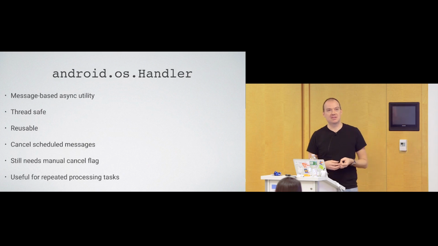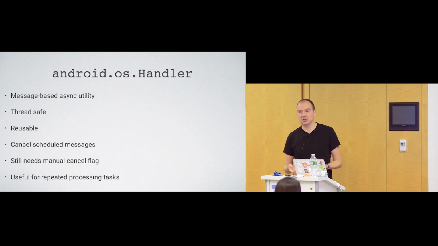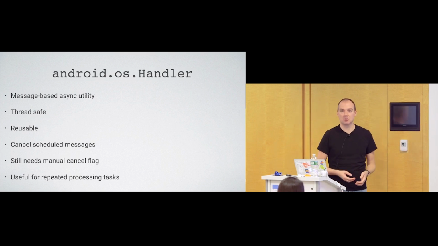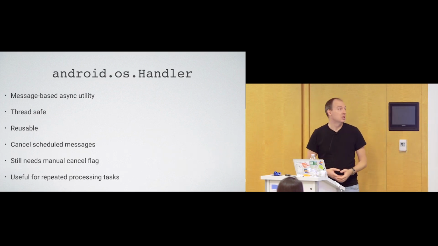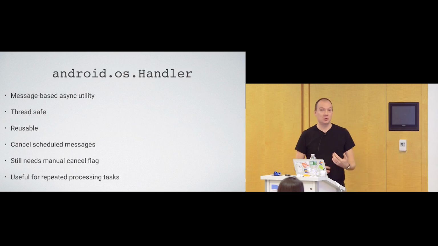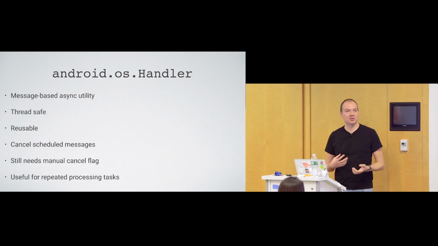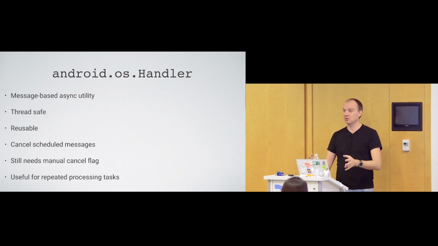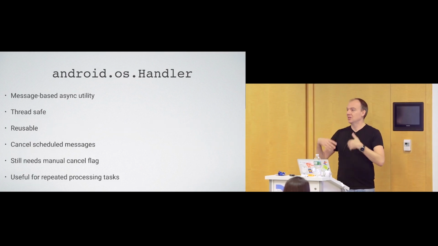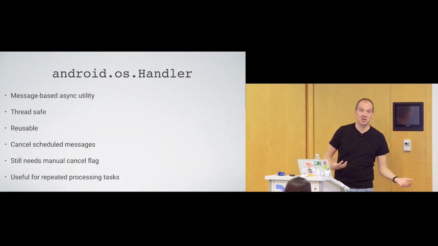Handler is a message-based async utility basically. It just works towards your looper and your message queue, and it's nice to know how it works. Sometimes it can be useful, depending on what you do. My most common use case is processing camera frames from the camera. I create a new handler thread, and I post the frames into that one and process them, and then I post them back on the main thread.